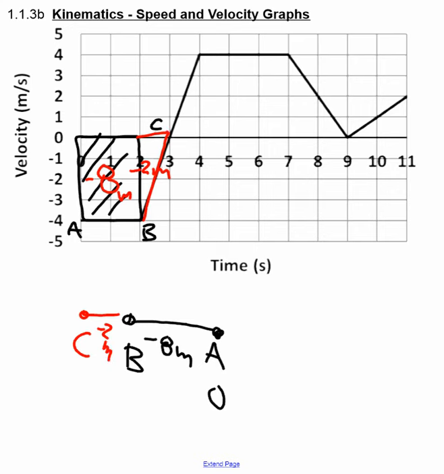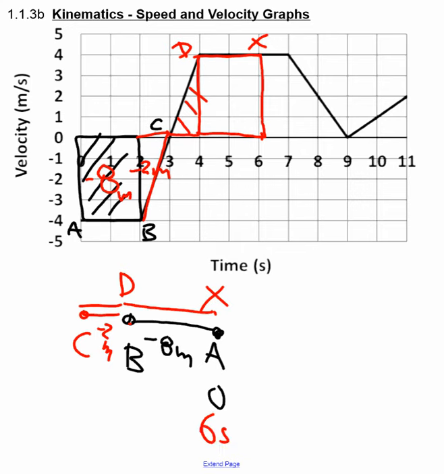Now, what happens here? The object starts moving in the positive direction. And notice this is going to be the same area as that. So point D is in exactly the same point as B. And then this area is exactly the same as that area. So this point, let's call it point X, is right where A is. So at a time of 6 seconds, this thing will pass back through the origin, right? At 6 seconds, it's going to be here.